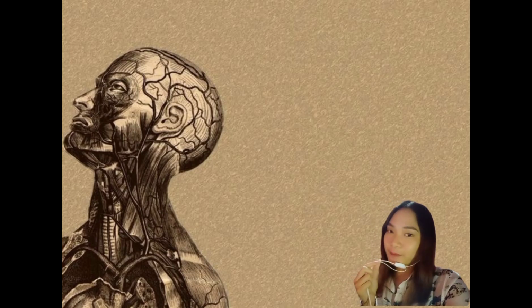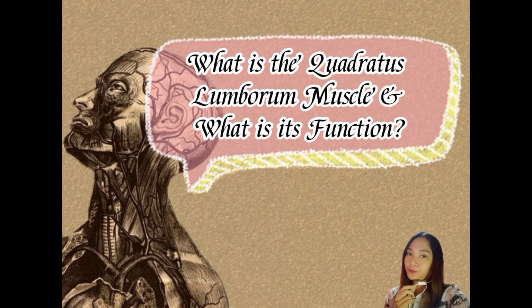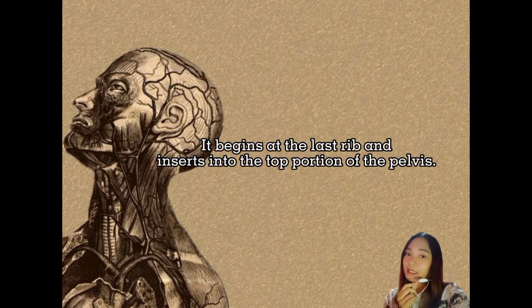Now, the next muscle to be discussed is the quadratus lumborum muscle. What is the quadratus lumborum muscle and what is its function? Basically, the quadratus lumborum muscle originates from either side of the lumbar spine. It is referred to as the deepest abdominal muscle. It begins at the last rib and inserts into the top portion of the pelvis.